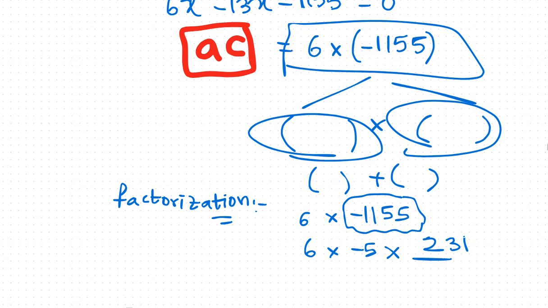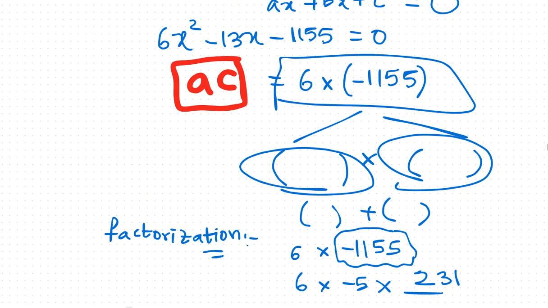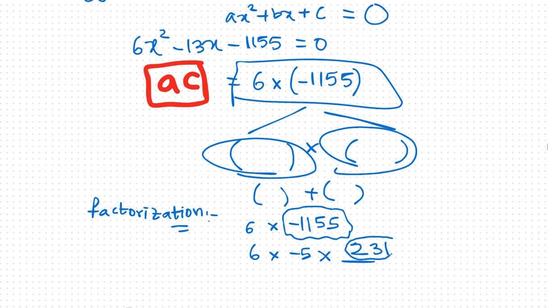What about this 231? Is it divisible by 6? It's not divisible by 6. It's not an even number. Also not divisible by negative 5. So that's my product: 6 into negative 5 into 231, right? How can you divide this 231 further? How can you reduce this number? Multiplication of what?